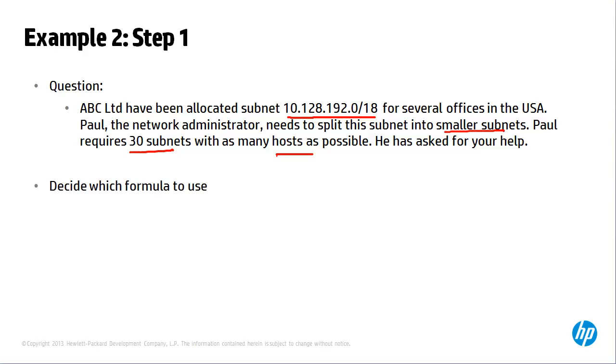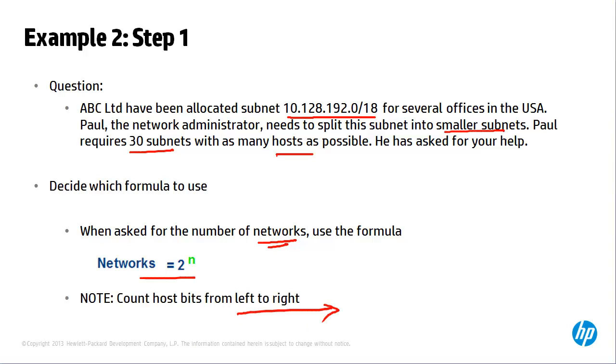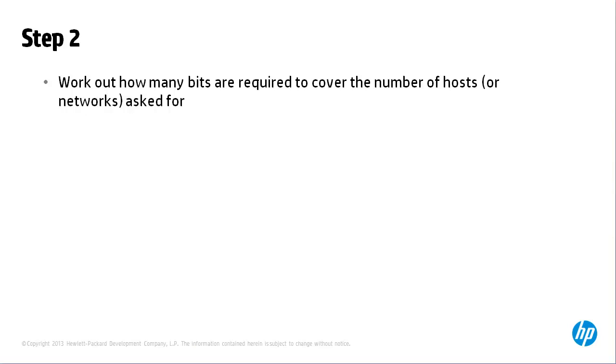The first decision is, which formula are we going to use? In this case, we've been asked for a certain number of networks, not hosts, so we use the formula 2 to the n, and don't forget to count the bits from left to right rather than from right to left. The formula 2 to the n minus 2 is for hosts. Here we have been asked for a certain number of networks or subnets, so we are using the formula 2 to the n. In step 2, we need to work out how many bits are required to cover the number of hosts or networks being asked for.